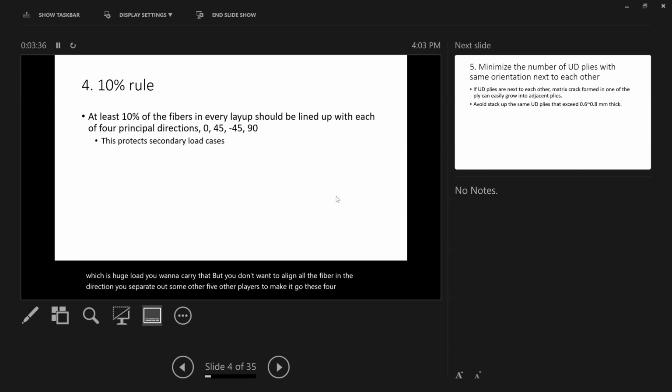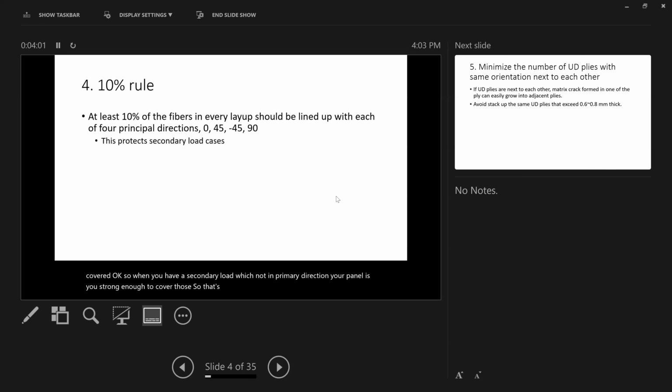This will cover you in case you have a secondary load, a situation where they are loading in those directions. You don't give up and make those directions extremely weak. With this kind of practice, you have all your bases covered. When you have a secondary load, which is not in the primary direction, your panel is still strong enough to cover it. So that's 10%.